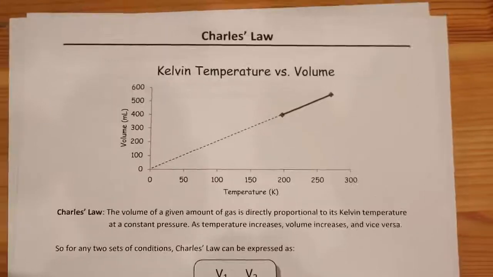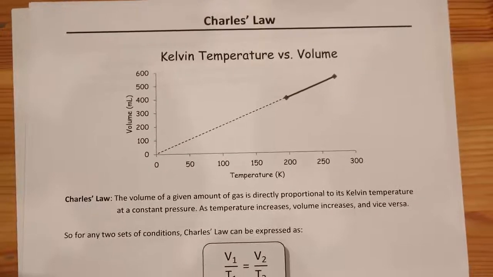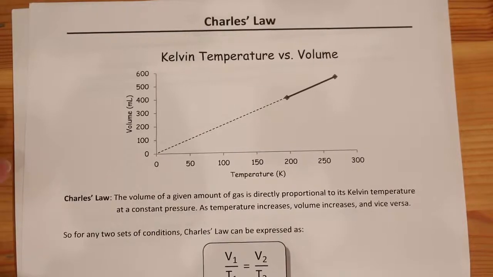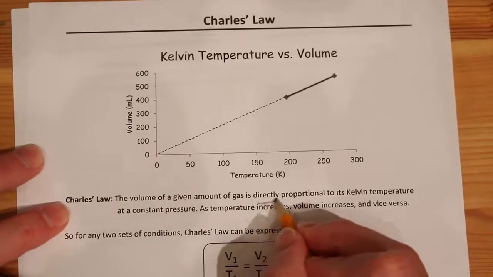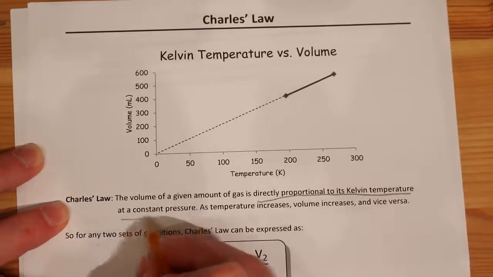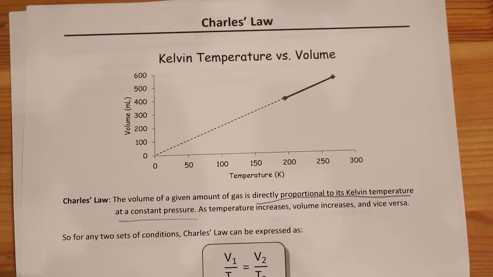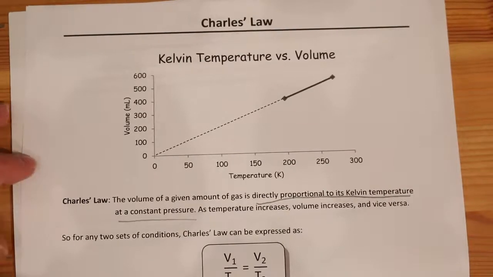Okay. So Charles's law, in more particular, if you look at a graph of volume versus temperature, you can see that it's a straight line. So the volume of a given amount of gas is directly proportional to its Kelvin temperature at a constant pressure. So we can only say Charles' law is accurate if we're keeping pressure constant. That's important to remember. So as temperature increases, volume increases, and vice versa.